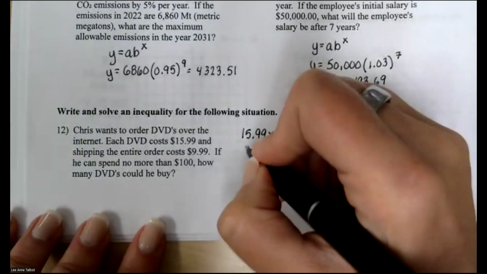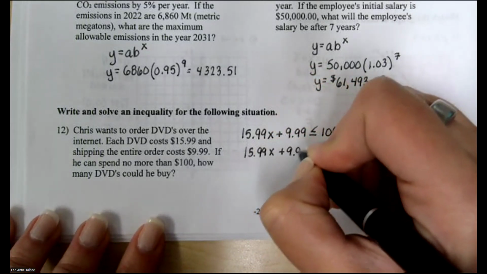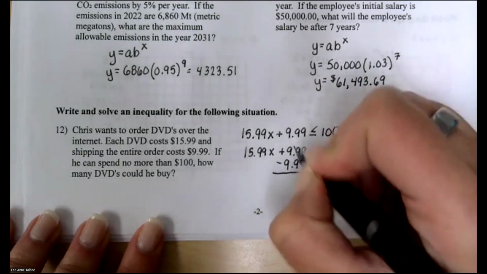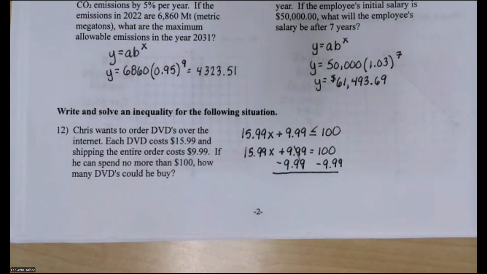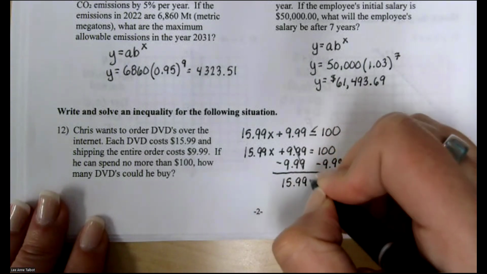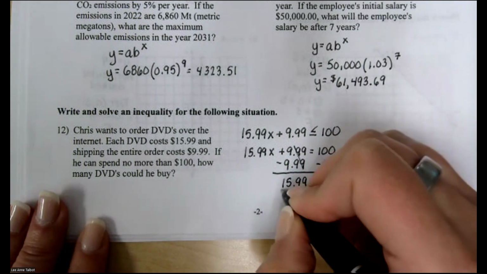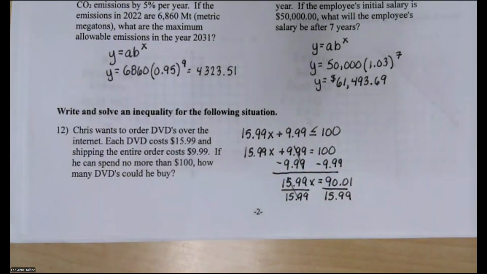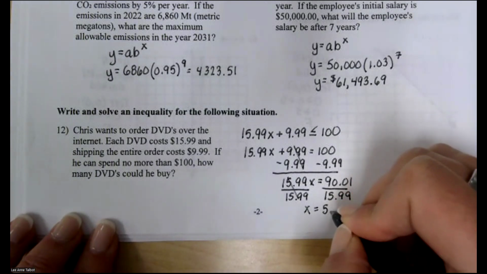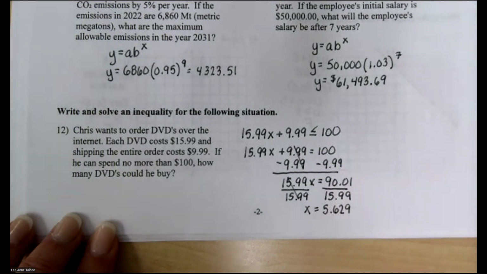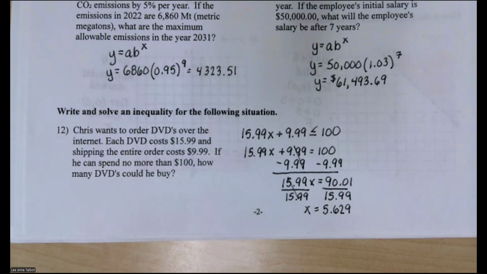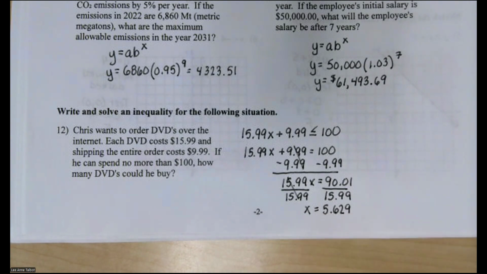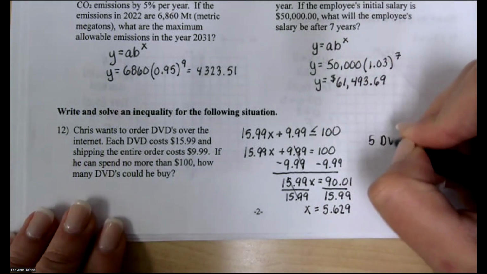No, it's on the test, but not the quiz. Okay, now, in this problem, DVDs has to be a whole number because you can't have 5.6 DVDs. So how many can he buy? 5. Perfect.